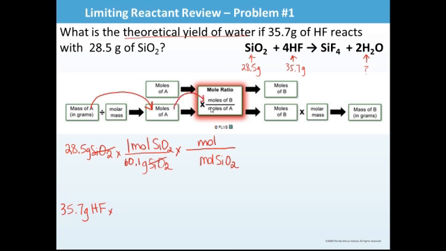And the mole ratio says that we're going to multiply moles of the chemical we're looking for, which is water, and we're going to divide that by moles of the chemical we started with. That makes sense because our units have to cancel.